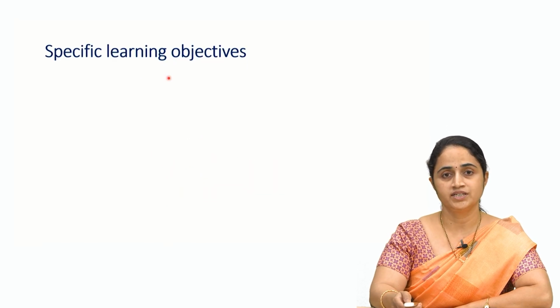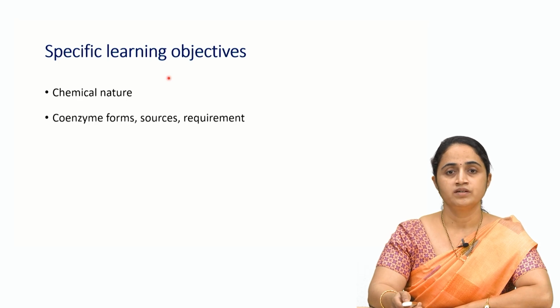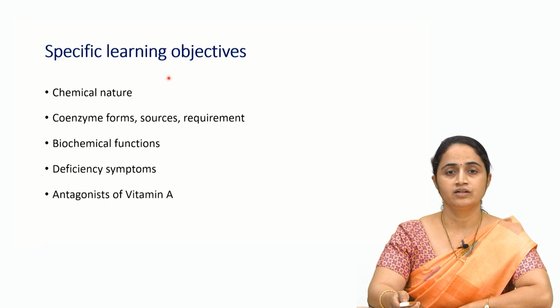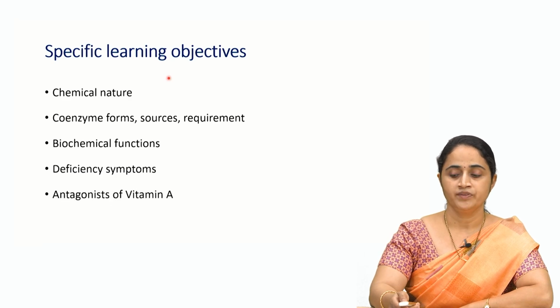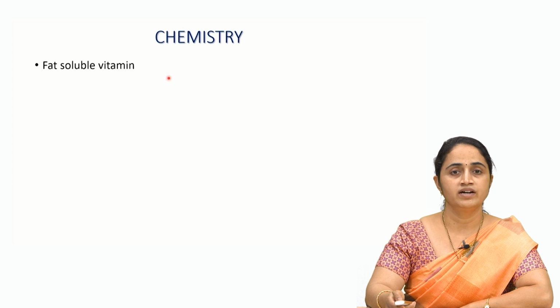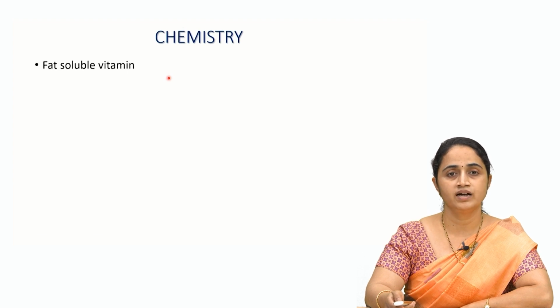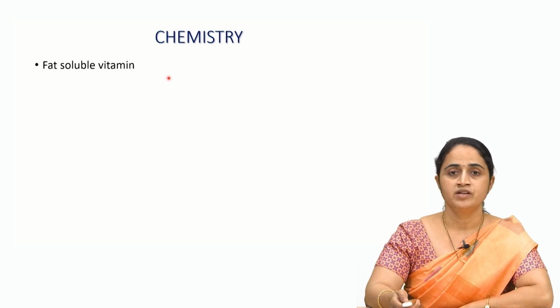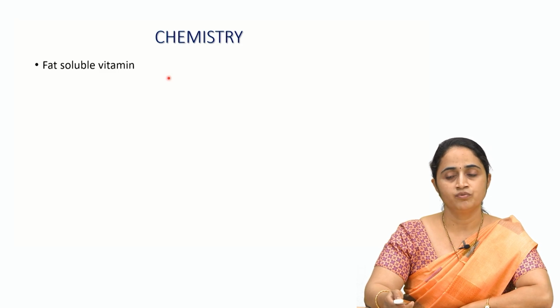So, we will discuss the topic under these objectives: chemical nature, coenzyme forms, sources, requirement, biochemical functions, deficiency symptoms, antagonistics of vitamin A. So, as we all know, vitamin A is a fat soluble vitamin along with other fat soluble vitamins which are vitamin D, vitamin E and vitamin K. So, today we will discuss only about vitamin A.